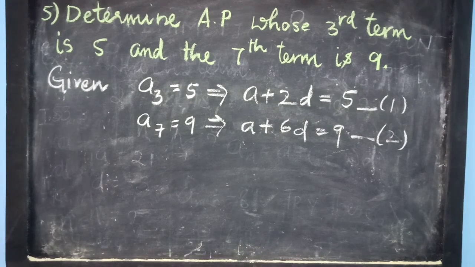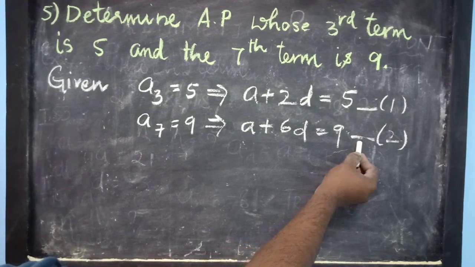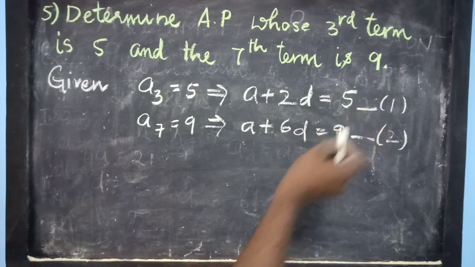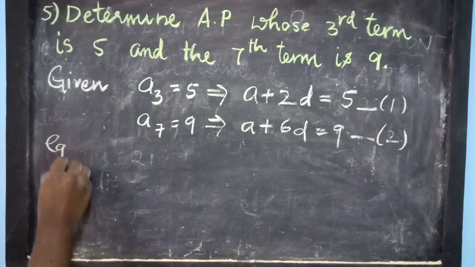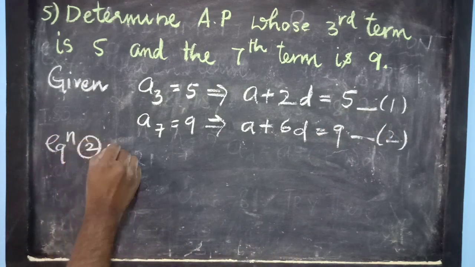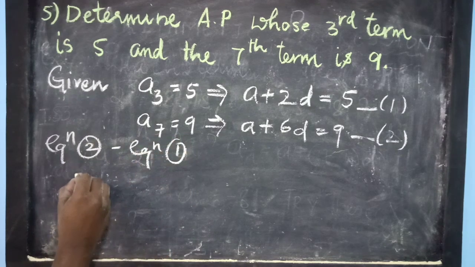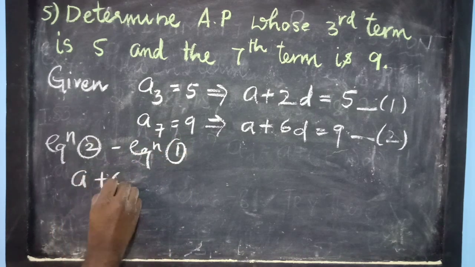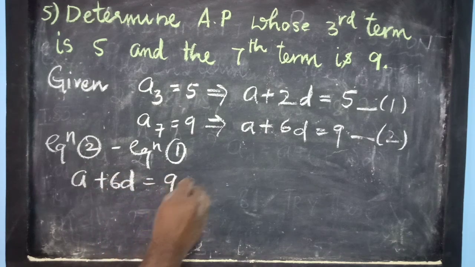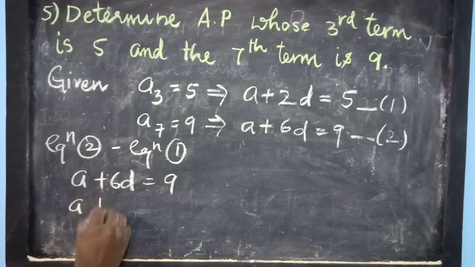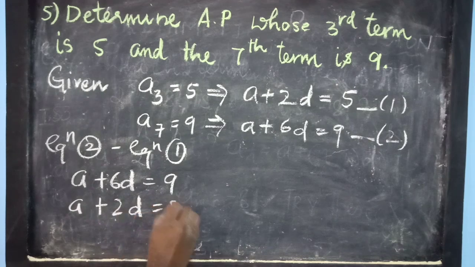Now students, what I'll do? I'll subtract equation 2 minus equation 1. What will I get? What is equation 2? A plus 6d equals 9. What is equation 1? A plus 2d equals 5.